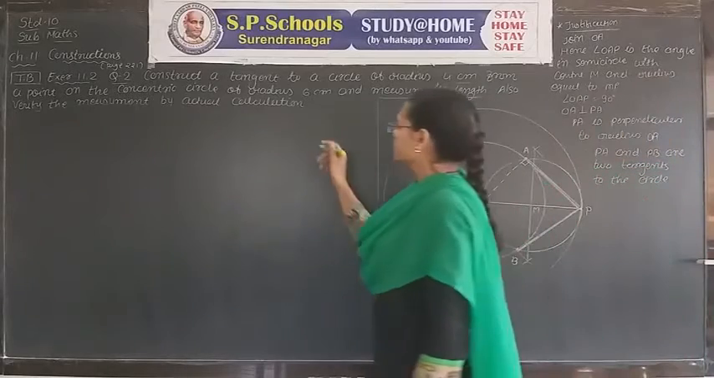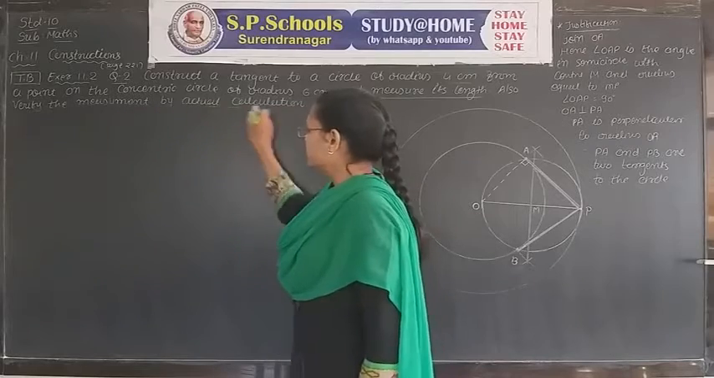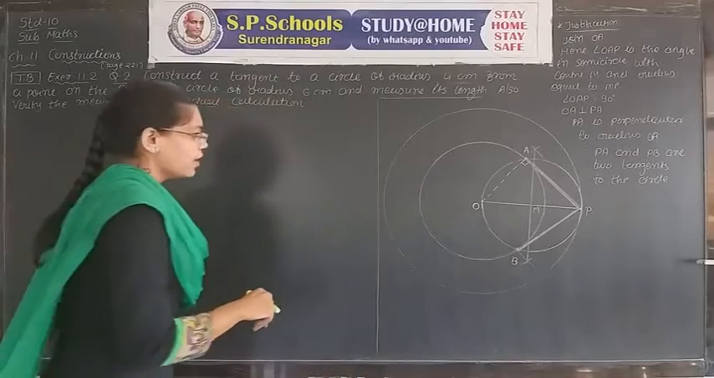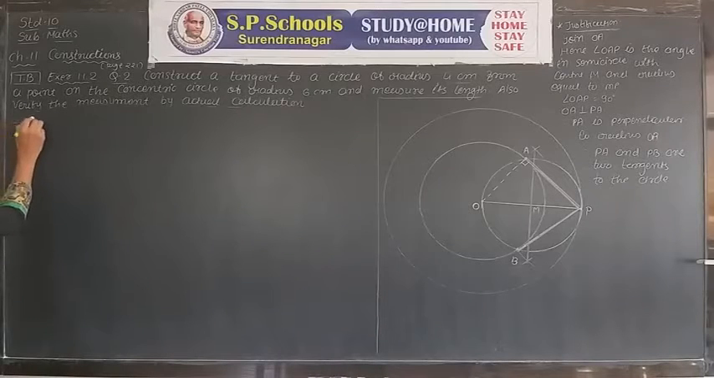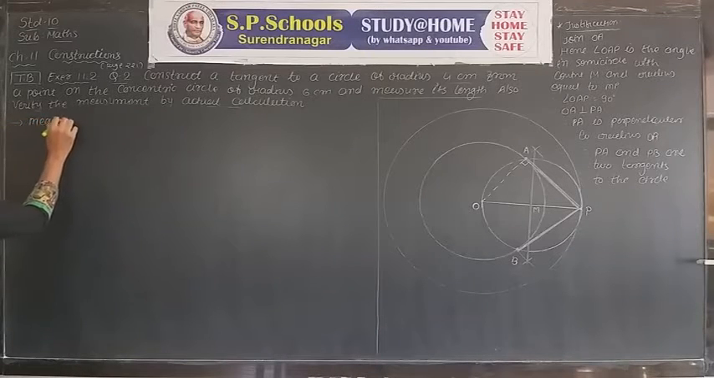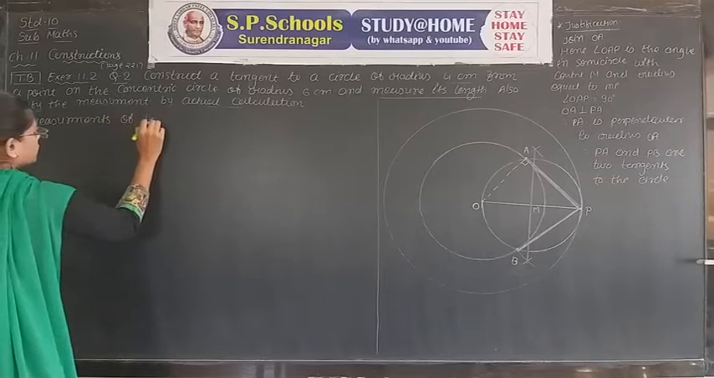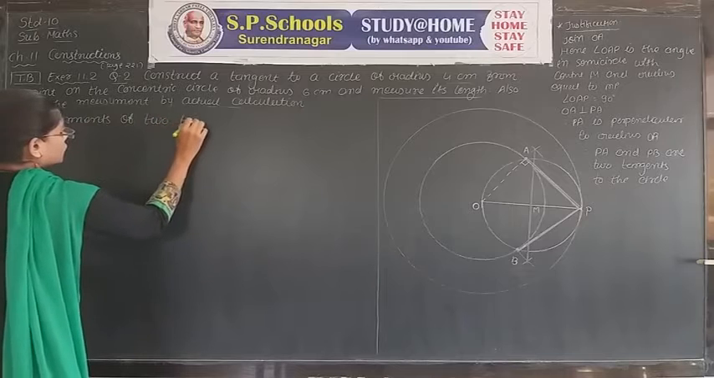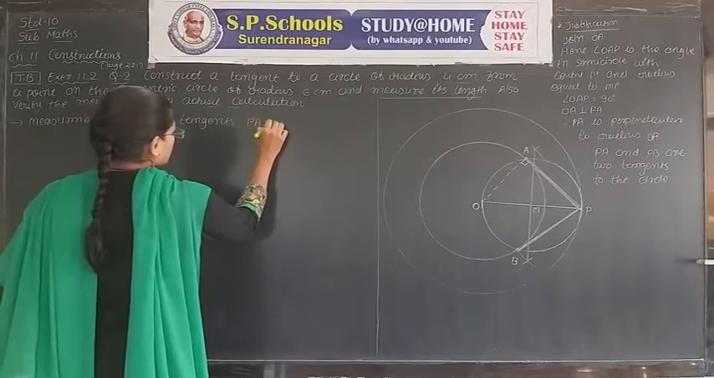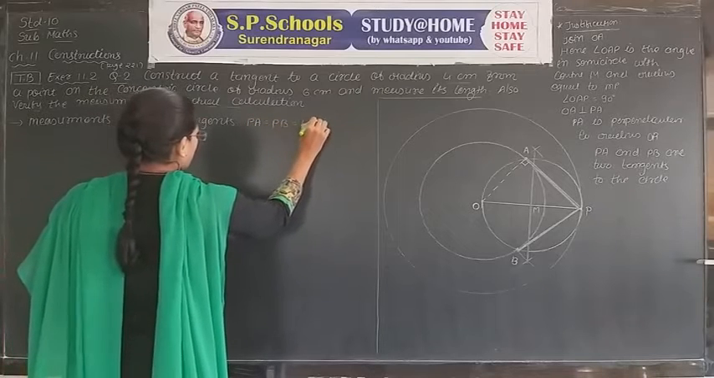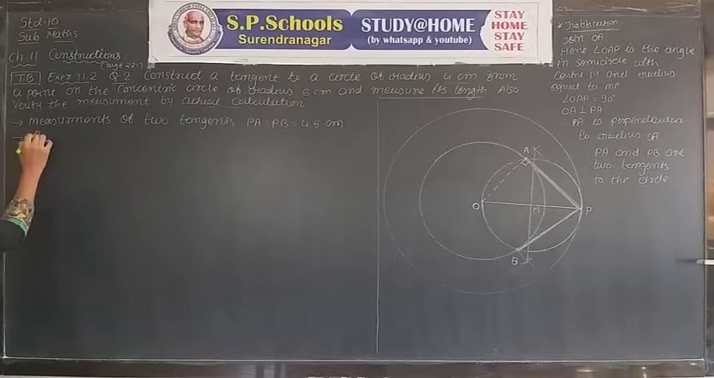Now let's discuss the measurement of the length of the tangents and its actual calculation. By measuring, first of all, we write the measurements of two tangents. PA is equal to PB is equal to approximately 4.5 centimeters. Now the actual calculation.